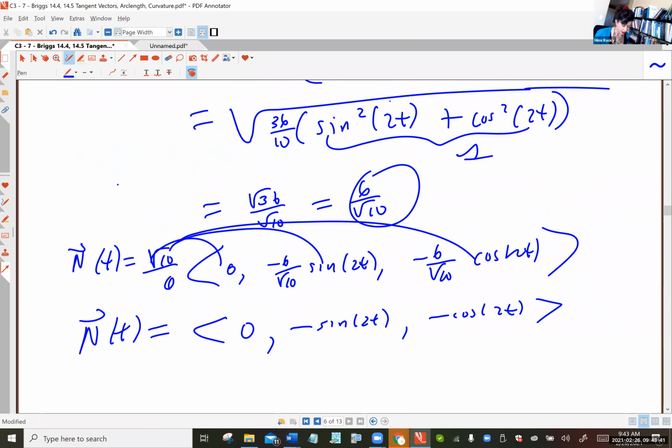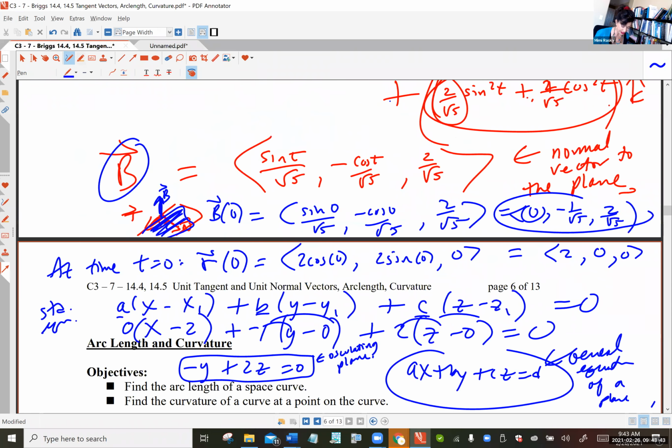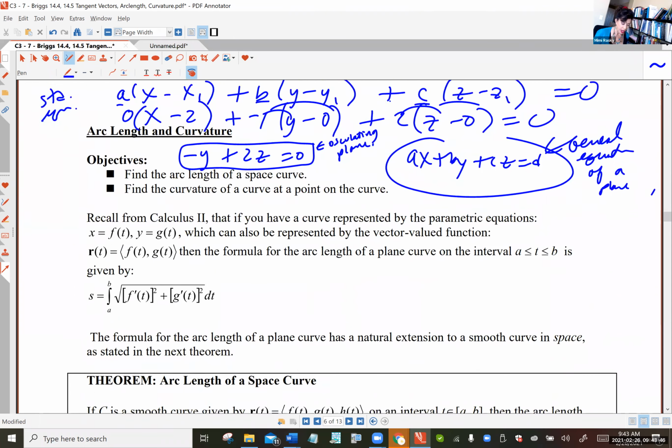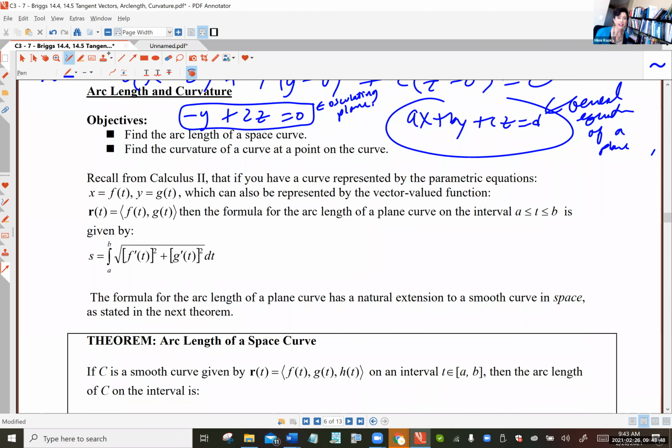Okay, now what? Can you use this for anything? Well, we will in a little bit. Arc length and curvature is next. I want to do arc length first because you actually have already done arc length. Really? Yeah, you forgot though, probably because you did it in the very last day of Calc 2.